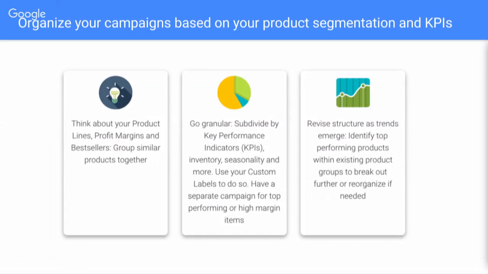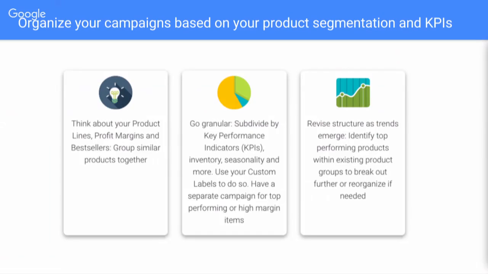So you want to organize your campaigns based on your product segmentation and key performance indicators, or your KPIs. Ideally, we're going to be thinking about your product lines, your profit margins, and your best sellers. And you can group similar products together. So don't be afraid to go granular. You can subdivide by the KPIs, inventory, seasonality, and more. The way you're going to go about doing that is through using custom labels. We're going to talk a little bit more about that later in the presentation.